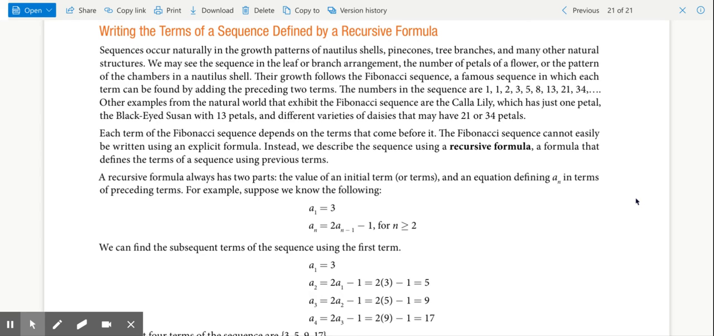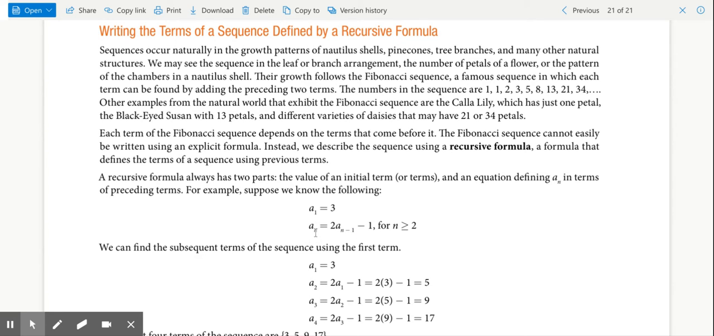Hey guys, so in this video we're going to talk about recursive formulas for sequences. So basically a recursive formula is a formula where you plug in the previous term to find the next term. So say I'm looking for the third term, then I have to plug in the second term here. That's what n minus 1 means. It means it's the previous term from whatever term you're looking for.